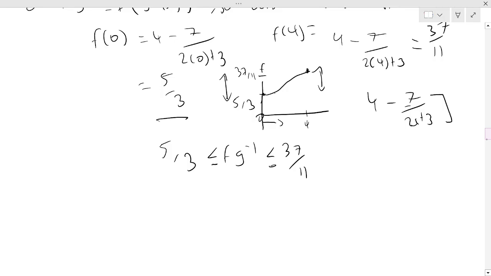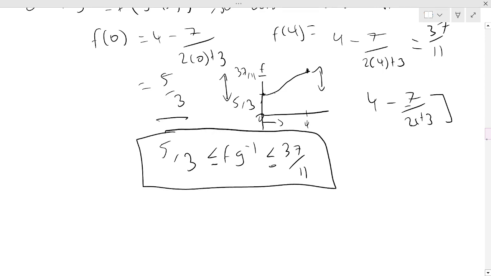Therefore, it has to be between 5 over 3 and 37 over 11, our two limits, right? So therefore, we can essentially prove and verify it is indeed 5 over 3 and 37 over 11. That's where the range is between. Okay, that is very, very complicated.